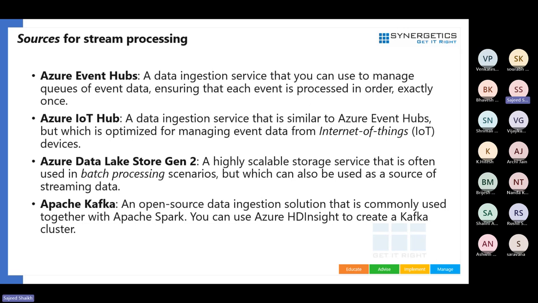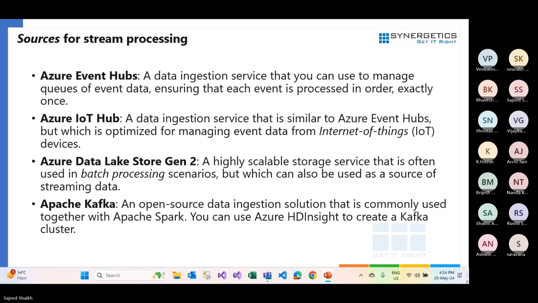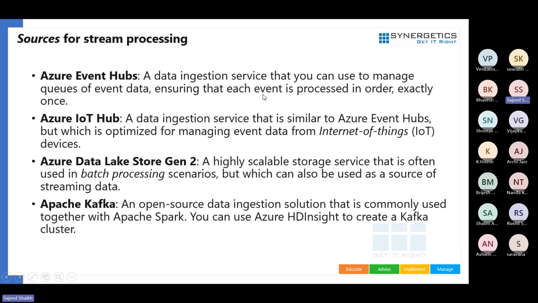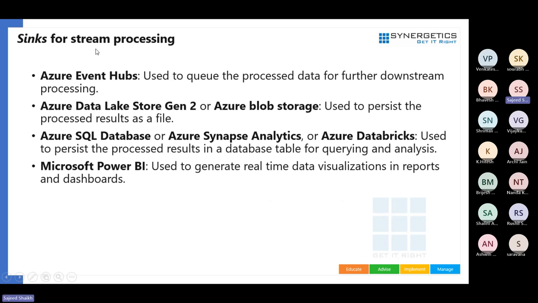So you have got event hubs, you have got IoT hubs. So you have got Internet of Things devices available for that. A hub is created. So when something happens in the device or whatever it may be the scenario, the data can be given. Or we can use the data lake, a scalable storage device that is used in batch processing, or Apache Kafka, an open source data ingestion solution that is commonly used together with Spark. So we can use Azure HDInsight. And this is for stream processing.